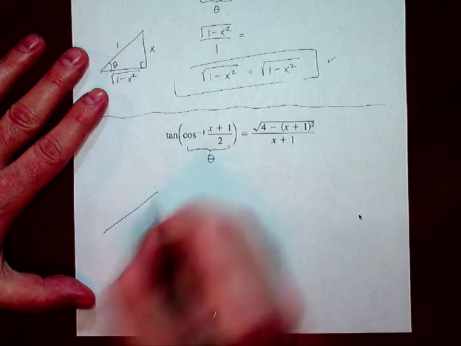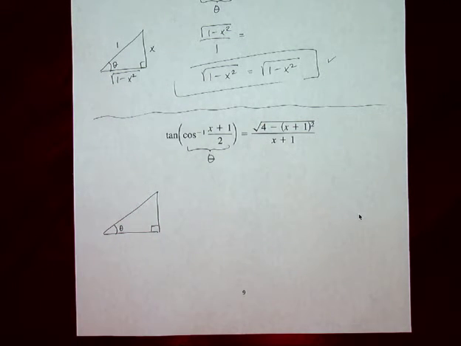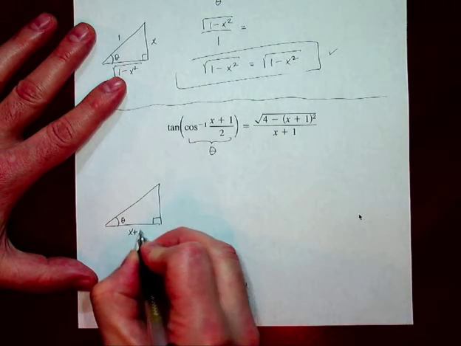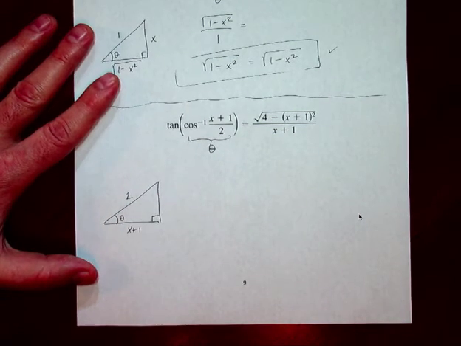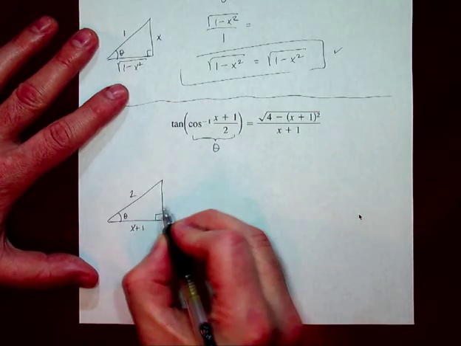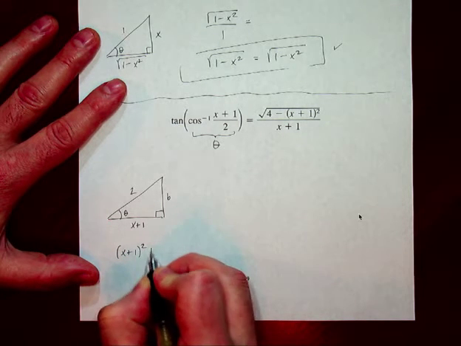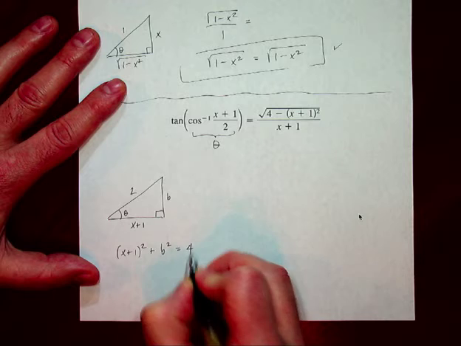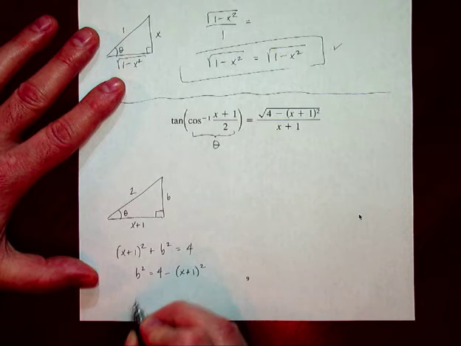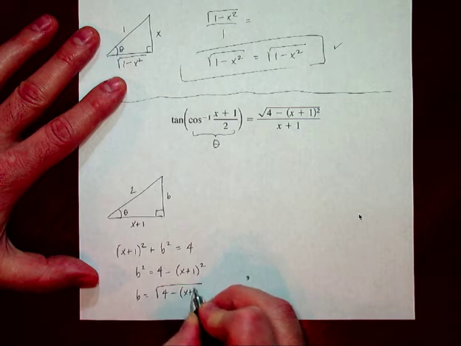And since we are being given the cosine ratio in terms of representing that theta, I know that it's going to be x plus 1 over 2. Now, if I want to solve this over here, let's call this b, okay? And remember that it's just (x plus 1) squared plus b squared is equal to 4, or b squared is equal to 4 minus (x plus 1) squared, or b is equal to the square root of 4 minus (x plus 1) squared. Ta-da!